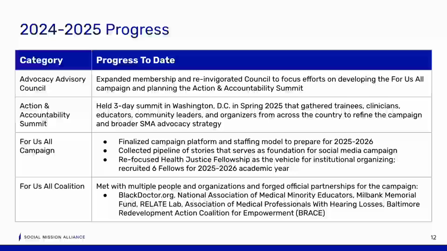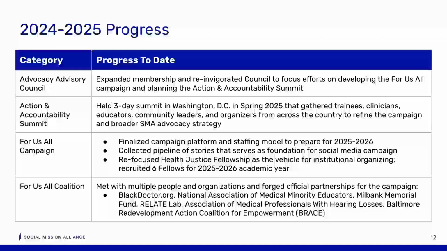Over the summer, we took what we learned over the year and what we agreed upon coming out of the Action and Accountability Summit to finalize the campaign platform and the staffing model to prepare for this 2025-2026 academic year. That planning included collecting the stories and narratives that would serve as the foundation of our social media campaign and refocusing and reorganizing our Health Justice Fellowship to serve as a vehicle for institutional organizing. During that time, we've also been meeting with individuals and organizations to forge partnerships to support the campaign.